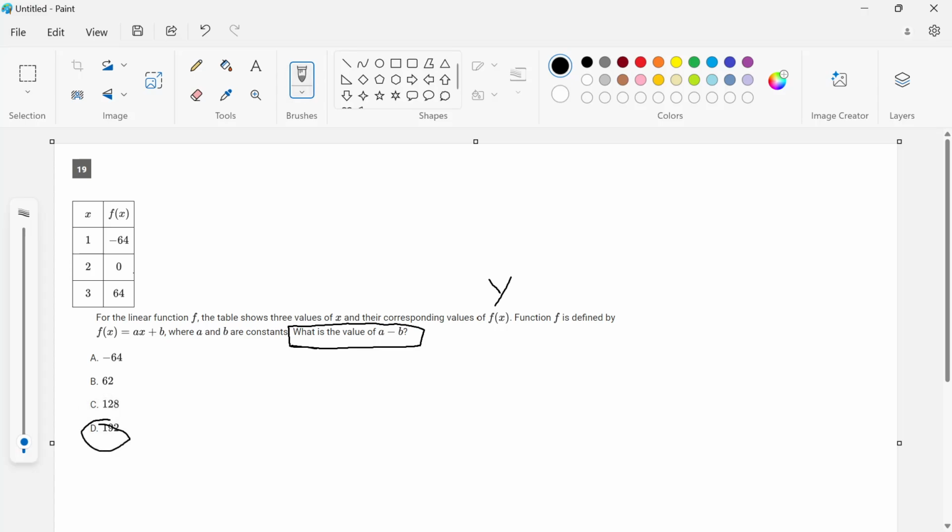Now, if you don't know how to do regressions, I can just plug in 2 of these values. I'll use 2 and 0. When x is 2, y is 0. So f of x is 0, and 0 equals a times 2, or 2a plus b. And then I'll use 3 and 64. F of x is 64 equals a times x, or 3a plus b.